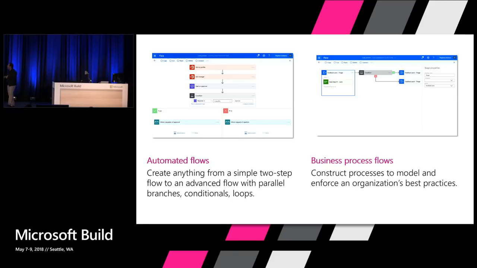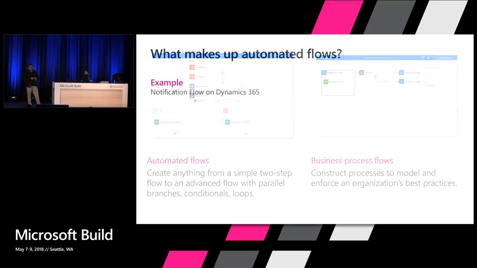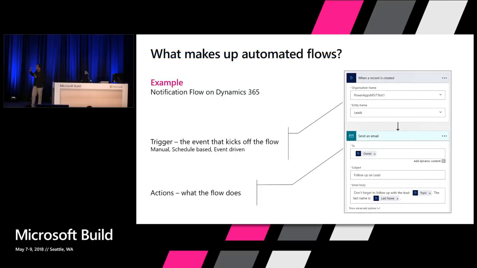But the idea is to have business process flows with a stage-like UI that allows you to move from one stage to another, almost like a state machine, depending on changes in your data hosted in the Common Data Service or in Dynamics. So today we'll be focusing on automated flows. So let's understand what makes up an automated flow.